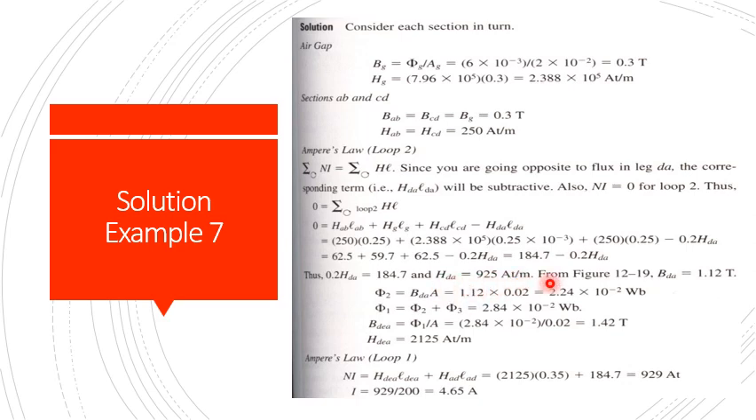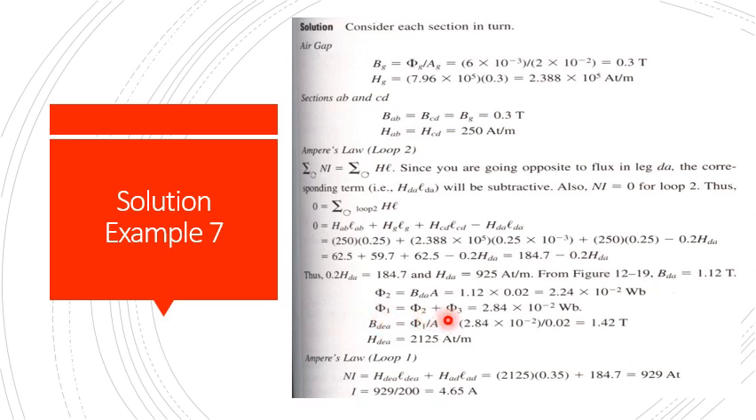Once we know the H, we can find the BDA. BDA is 1.12 from the BH curve. When we know the flux density, we can calculate the phi for part D to A. So phi 2 is BDA times A. BDA is 1.12 times A is 0.02. So we get phi 2.